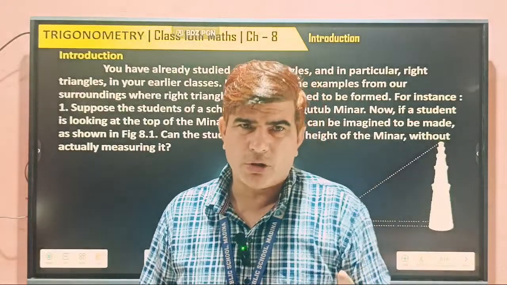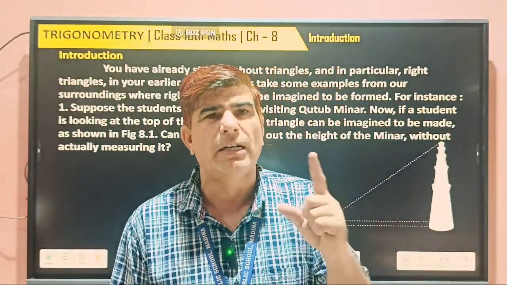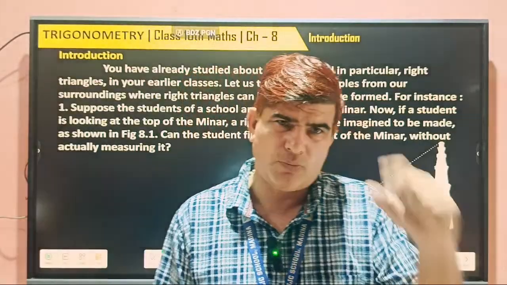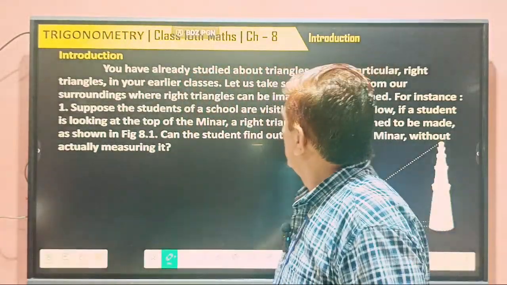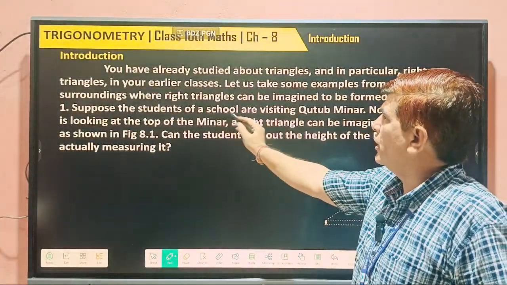What is Pythagoras theorem? What's the converse of Pythagoras theorem, and how can we decide in a right angle triangle which one is the hypotenuse of this triangle? It can be imagined to be formed. For instance, suppose the students of a school.